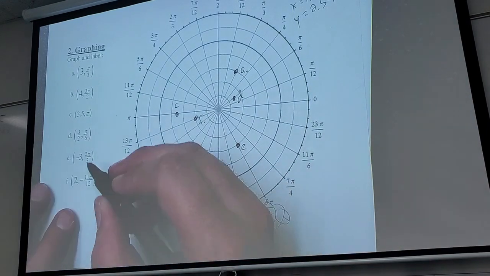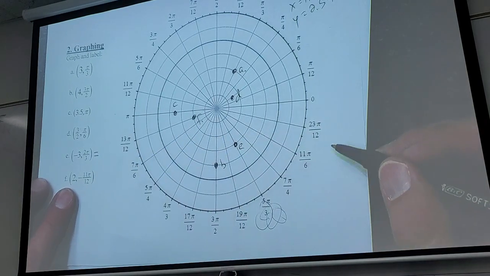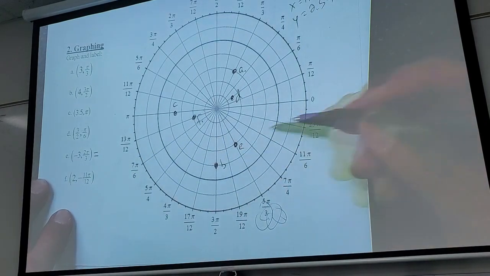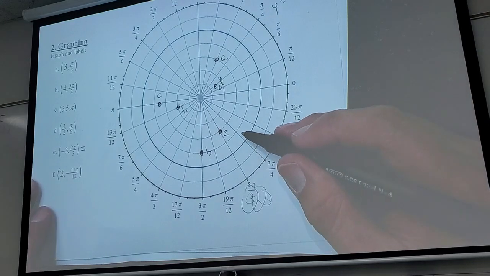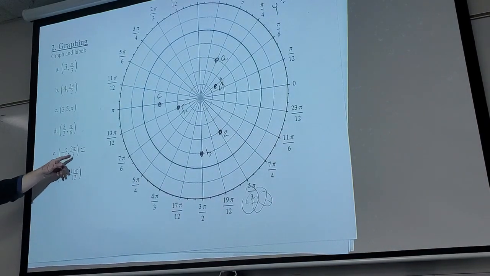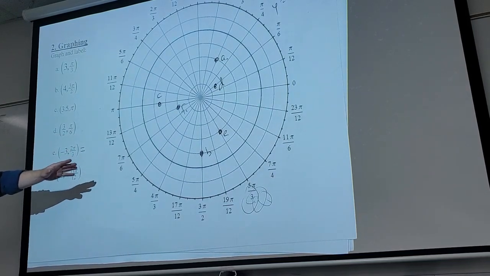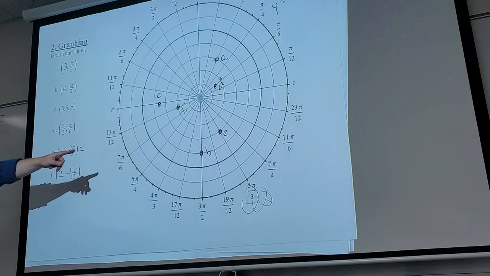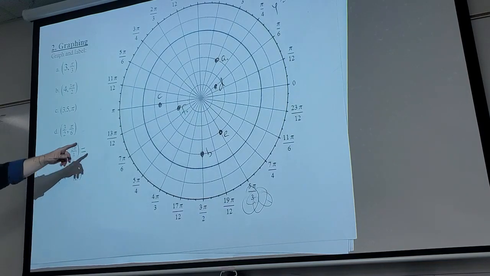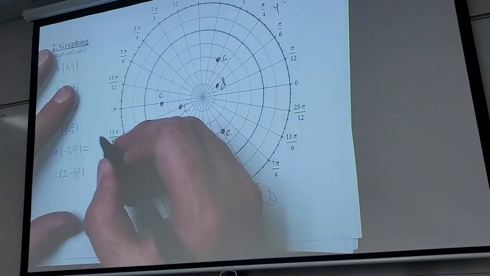Now, real quick, looking at part E, is there another way to represent that point? Look at this point right here. Is the only way to represent point E like this? No. Because instead of walking backwards, couldn't I get to the same point a different way? What would I face? Instead of facing 2 pi over 3, I would face 5 pi over 3. So that's another way to identify that exact same point.